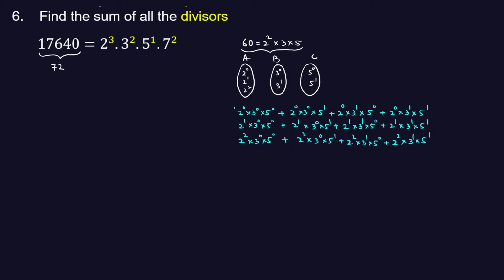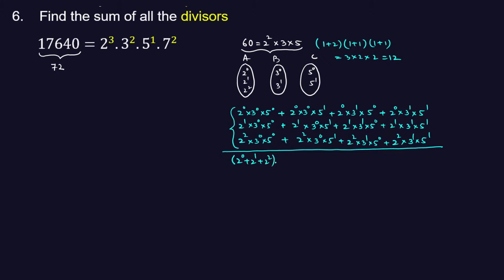Is it clear? So there are 12 divisors that we have already seen, because we can easily see the total number of divisors will be (1 plus 2) into (1 plus 1) into (1 plus 1). That gives us 12. So 12 such divisors are written over here, and we want to find the sum. That is why I have written all those divisors. Now, if I add this, look very carefully. We are going to have 2 to the power 0 plus 2 to the power 1 plus 2 square into 3 to the power 0, 5 to the power 0.